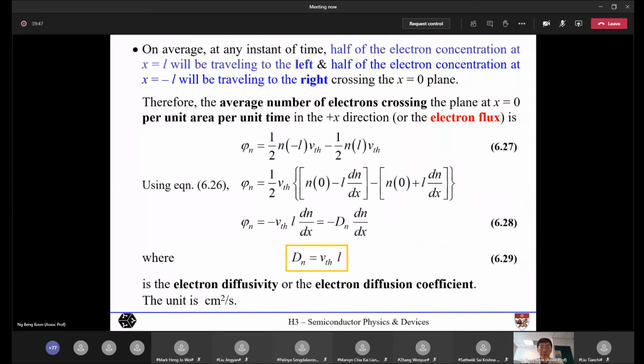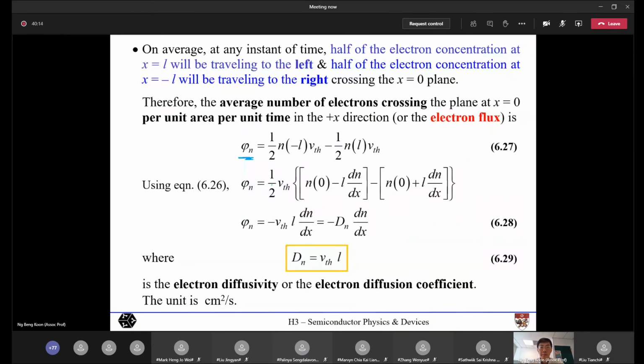Okay, so here we can then write down what we call the electron flux, represented by this symbol here. That's basically describing the average number of electrons that crosses x equals 0 per unit area per unit time, in the positive x-axis direction.